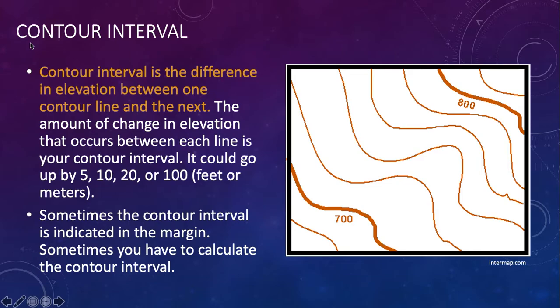So here you're not given the contour interval, but it could be calculated. You're going from 700 to 800. And between there are five changes. So you'd subtract 800 minus 700 and then divide by 5. And you get 20, and then you could check your work. So you're starting at the 700, working your way up to 800, you go 720, 740, 760, 780, 800. So the contour interval on this map is 20.